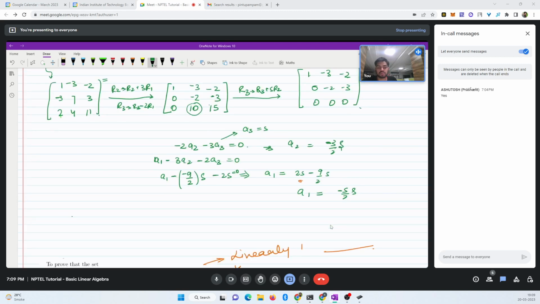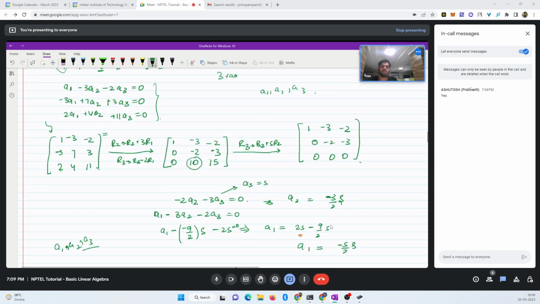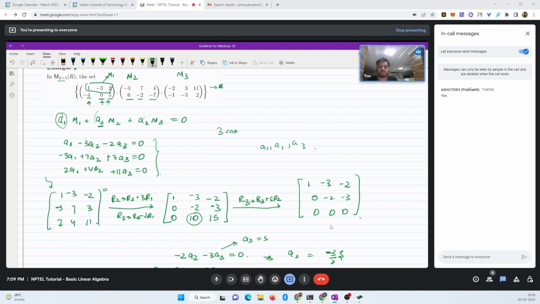So the solution space looks something like minus 5 by 2 S, comma, minus 3 by 2 S, comma, S. If we take S equal to 2, we want one A1, A2, A3 such that all of them are non-zero. Let's take S equal to 2, then what do we obtain? Minus 5, comma, minus 3, comma 2. Now let's check this in the rest of the three equations.